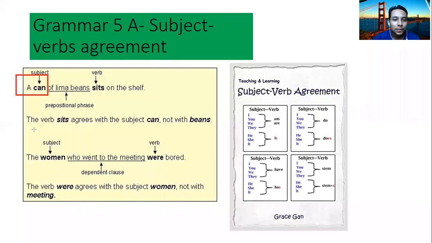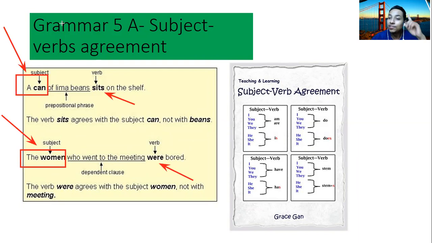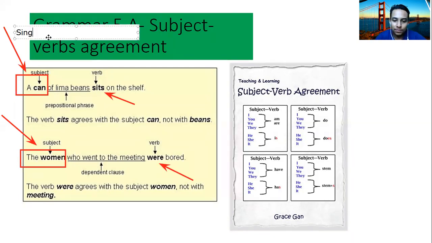The next one, the women. The women who went to the meeting were bored. Okay, teacher, the content is subject and verb agreement. Yes, subject and verb. Remember that I had already said singular and plural. A can, singular. The women, plural. Very good.